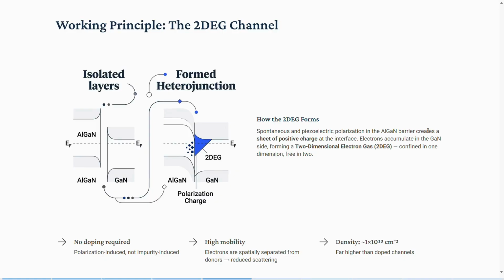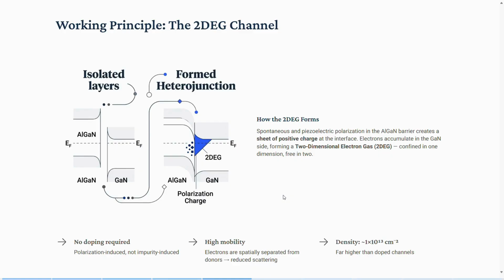Now, why is it important? Because electrons are confined in one dimension, they move freely in two dimensions. This reduces scattering. As a result, we get very high electron mobility, high current capability, fast switching. Also, this channel is formed without any doping, which reduces impurity scattering. This is one of the biggest advantages over conventional MOSFETs. So, the combination of high mobility plus natural channel formation makes GaN HEMT extremely powerful.